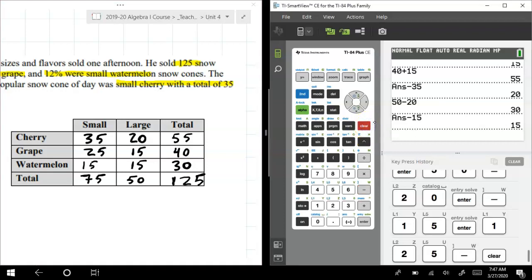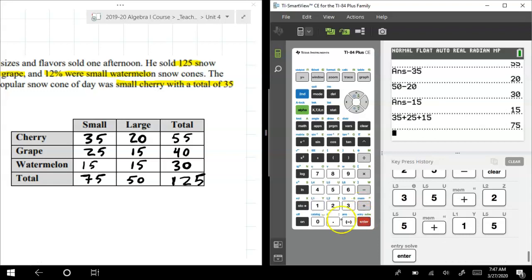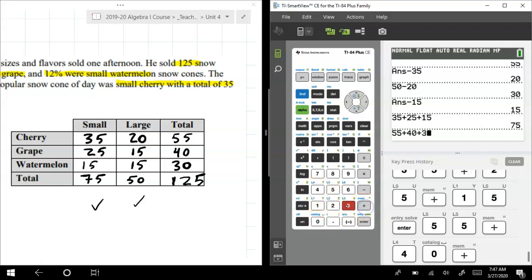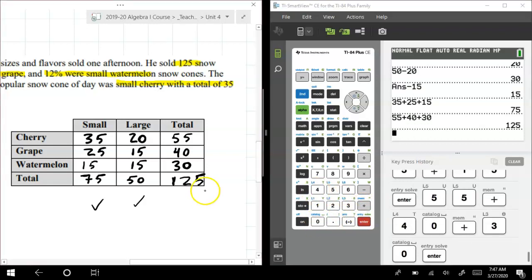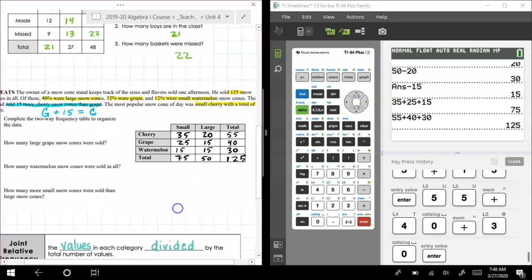Now I just want to look at my table and make sure everything looks like it adds up. 35 plus 25 plus 15 is 75. 20 plus this 30 is 50. This would be all adding up to 125, and across that adds up. That adds up, and that adds up. So you can always check your table because all rows and columns will total out correctly.